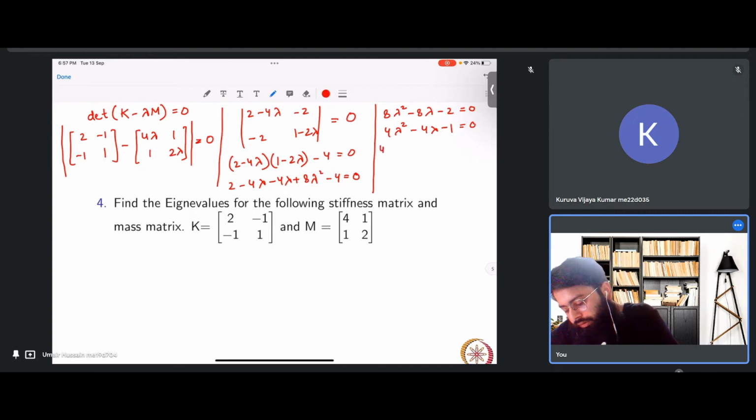So we can write this as 2 lambda times 2 lambda minus 1 equals 0. Taking 2 lambda common here, 2 lambda minus 1. Okay, we can't do this. It's minus 1. So we just use the simple quadratic formula.